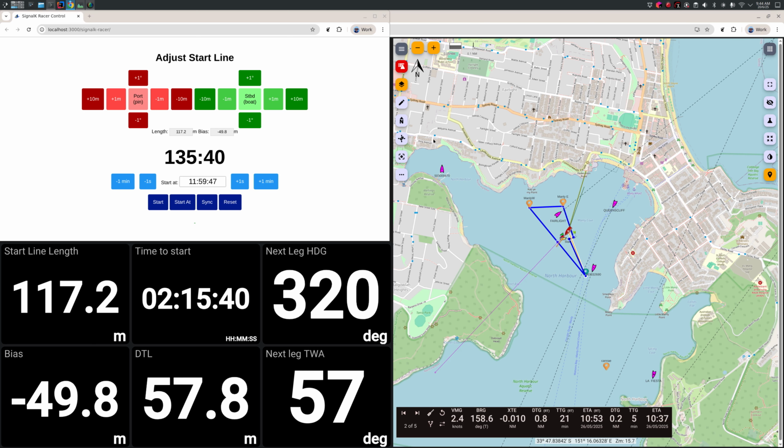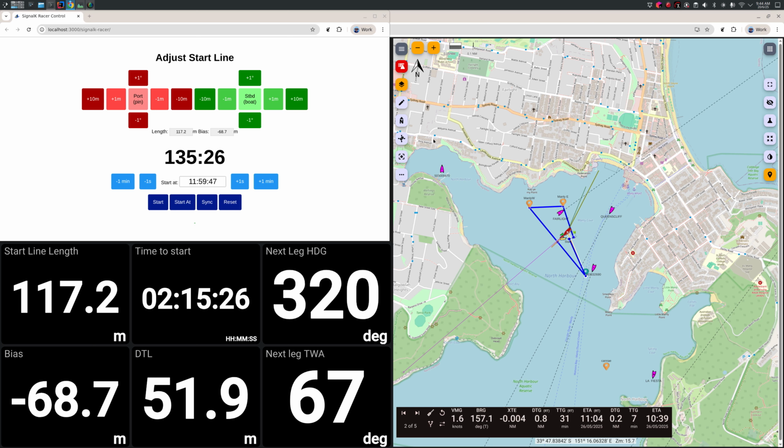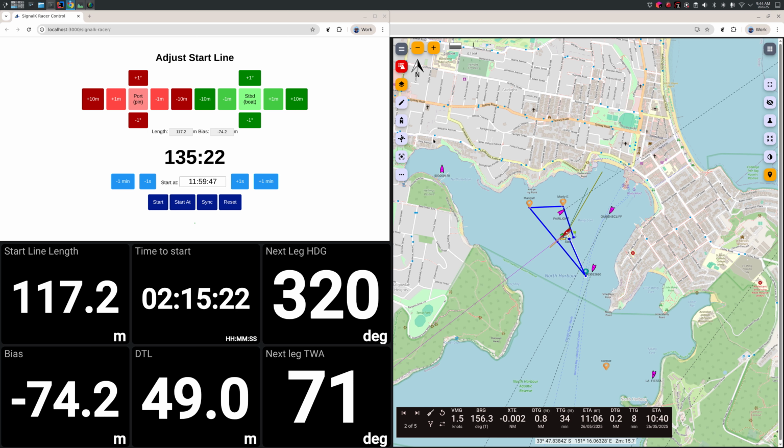At the moment I'm focusing in on start lines: how to set the start line, how to adjust the start line, how to work out the distance to the start line, how to use a good start timer to get you there, and then a little bit on the next leg of the course to get you around the course.